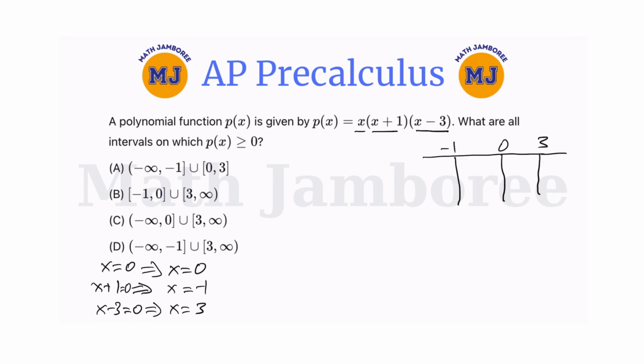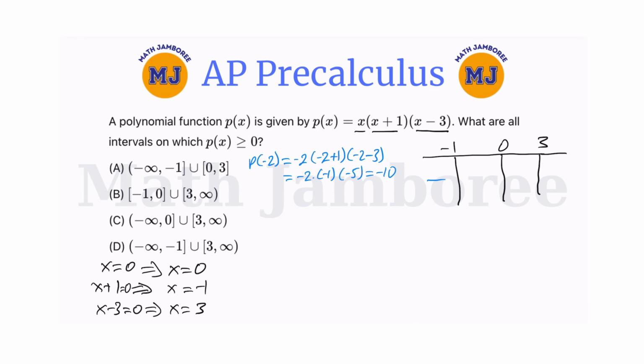Before negative 1, we have negative 2, so we can check p of negative 2, which means we substitute negative 2 for x. So negative 2 times (negative 2 plus 1) times (negative 2 minus 3). This is equal to negative 2 times negative 1 times negative 5. When you multiply all these 3 together, you get negative 10. So in this region, the value of the function is negative.